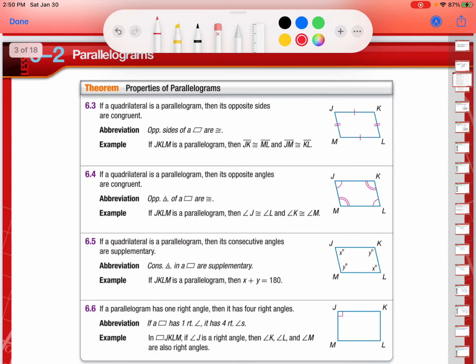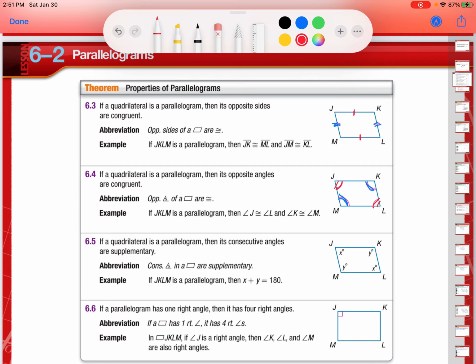All right. So now we get into our properties that I just talked about a little bit. If a quadrilateral is a parallelogram, then the opposite sides are congruent. So in this case, JK and ML are congruent, and then JM and KL are congruent. 6.3 says, if your quadrilateral is a parallelogram, then the opposite angles are also congruent. So in this case, K and M are congruent, and then J and L are congruent. Since they are opposite, they're connected by that diagonal.